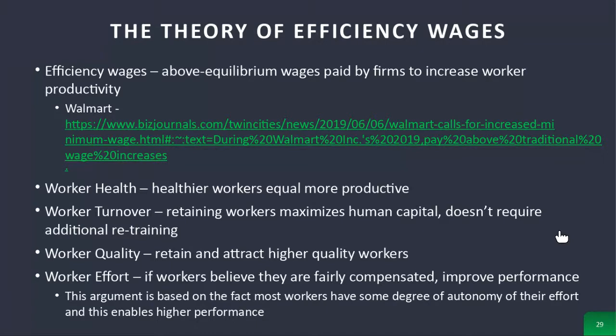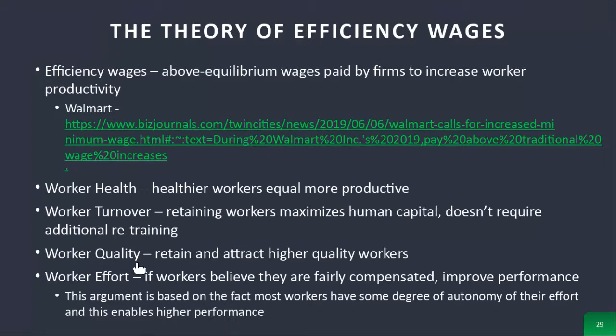Worker turnover also is reduced. What worker turnover means is that retaining workers maximizes human capital and doesn't require additional retraining. So when we say we have high turnover, what we're saying is people come to the company and they leave the company very quickly. If someone's only at a company for a month, well, the first 2 weeks are training. So we're talking about a company having to hire people every month, train those people, pay them for training, and then them leaving quickly. If you can pay them higher wages, that incentivizes workers to stay with the firm, and that maximizes their skill sets, that maximizes their training, and that means you don't have to constantly be retraining.